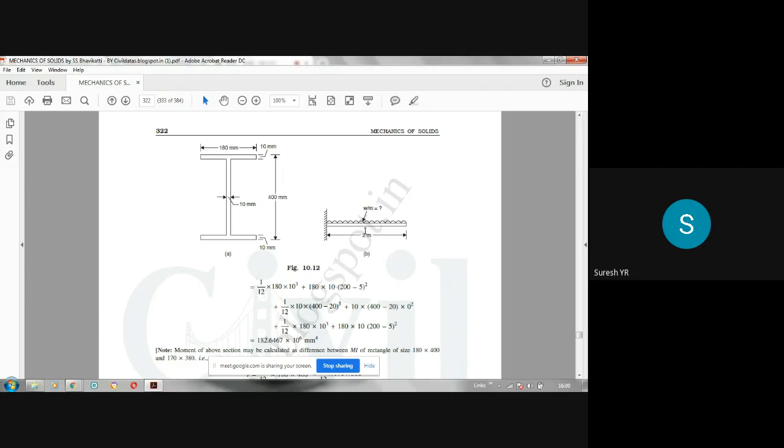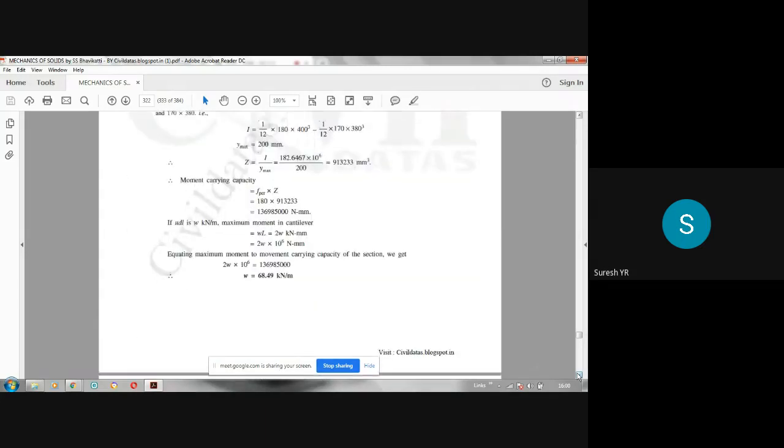All this I have explained when I did the BMD SFD chapter. So that means it is W into 2 into 1, that means 2 times W. It is hogging. Don't worry about the nature of the bending moment, you consider the positive value only. So hogging bending moment should be equated to moment carrying capacity. So 2W kilonewton meter or 2W into 10 power 6 Newton millimeter.